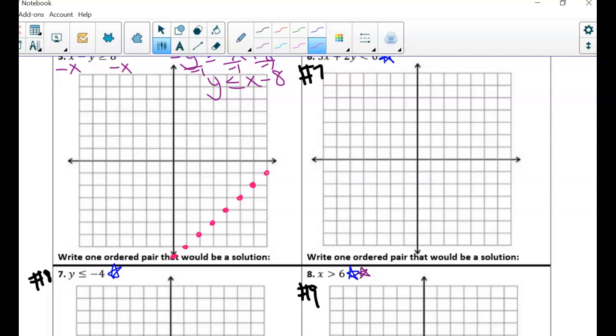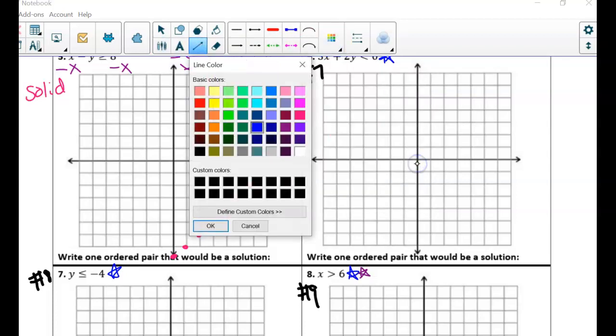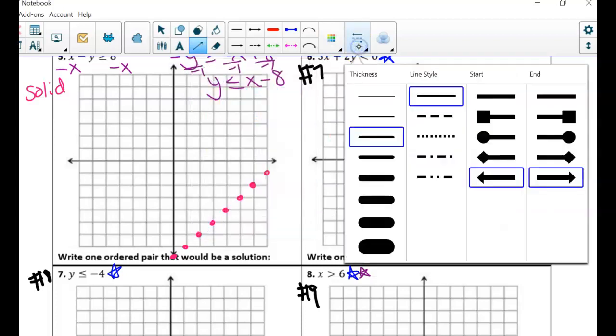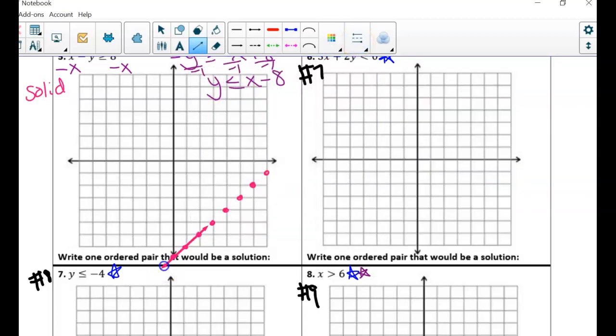Would this be a dashed or a solid line? Solid. So when you make your line, connect all your dots. And would this be shaded above or below? Below.